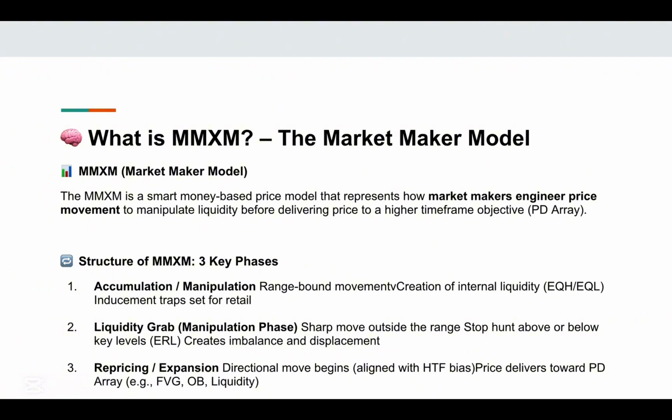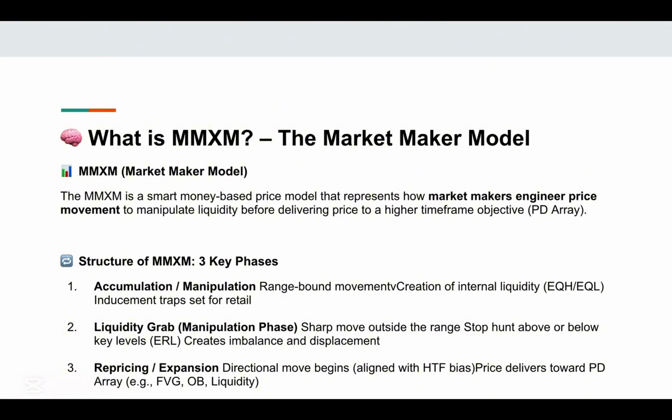Structure of market maker model. Three key phases: accumulation, manipulation, range bound movement, creation of internal liquidity, and of course external liquidity. Induced traps set for retail. Liquidity grabs, manipulation phase, sharp move outside the range, stop hunts above or below key levels. External liquidity, as I said, creates imbalances.